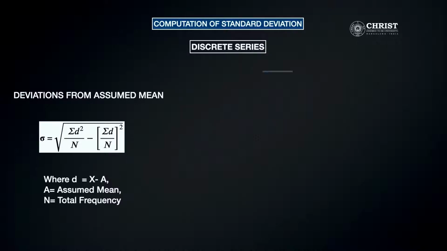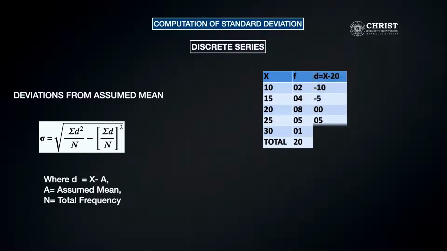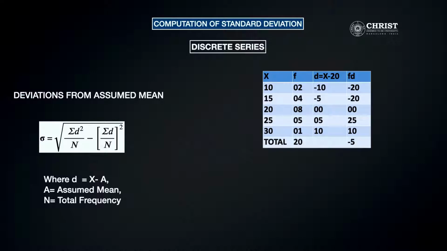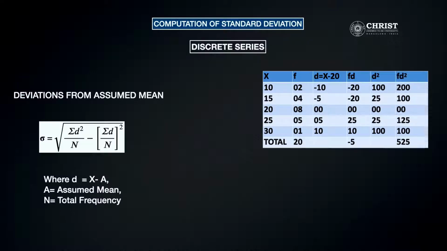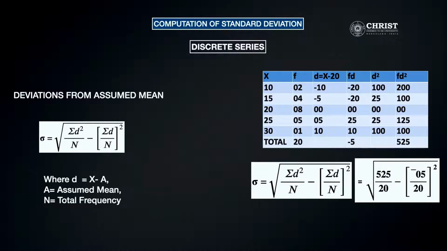When we do the problem, we are taking the assumed mean as 20. Since the mean is 19.75, we can take a round value, the roundabout value, that is 20. So deviations d we are taking as x minus 20. Then fd values, d squared values, fd squared values. Now we have to substitute the values in the equation: 525 divided by 20 minus 5 divided by 20 squared, and take the square root.